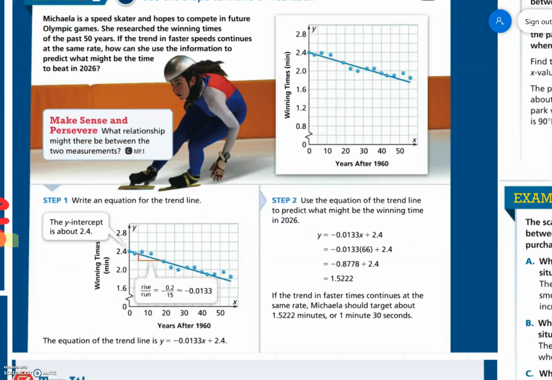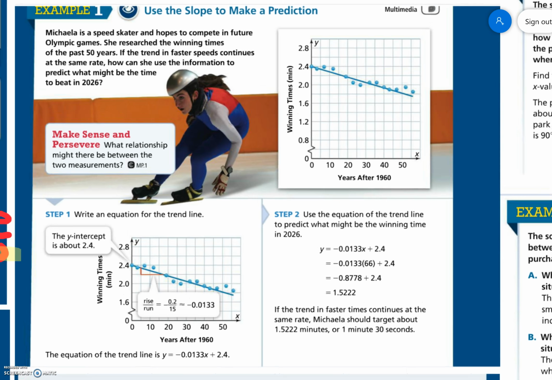Example 1. Use the slope to make a prediction. Michaela is a speed skater and hopes to compete in future Olympic Games. She researched the winning times of the past 50 years. If the trend in faster speeds continues at the same rate, how can she use the information to predict what might be the time to beat in 2026?